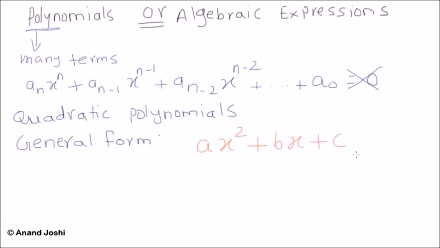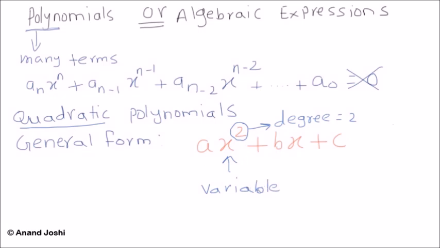The degree of the variable x is 2. This is the highest degree in the polynomial, so the degree is 2. Hence it is called quadratic. Quadratic meaning degree 2. Here the variable is x. There could be many variables, but we are concentrating on quadratic polynomials having one variable such as x or y or z. In this case the variable is x.